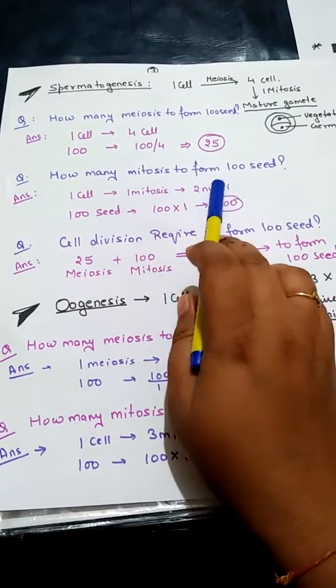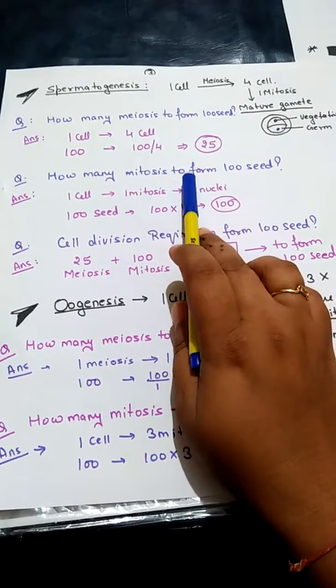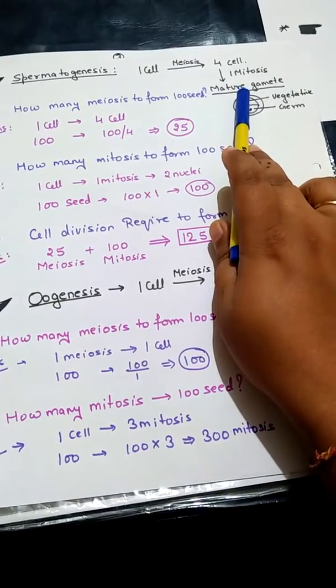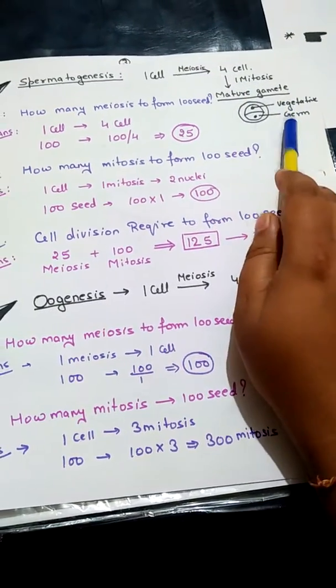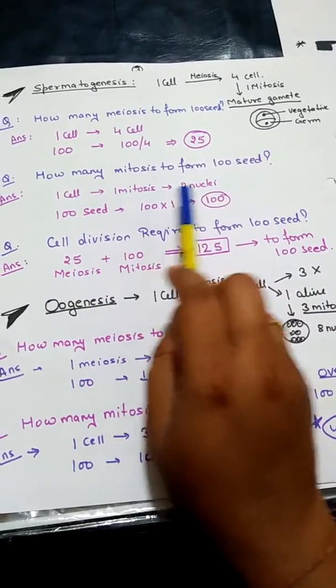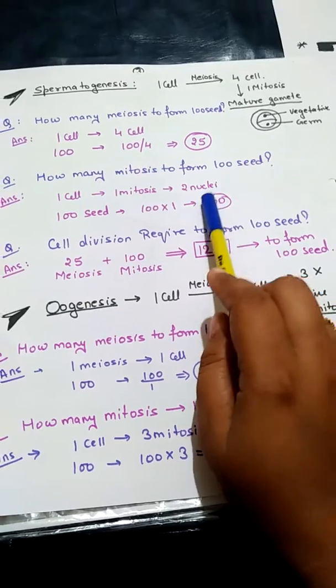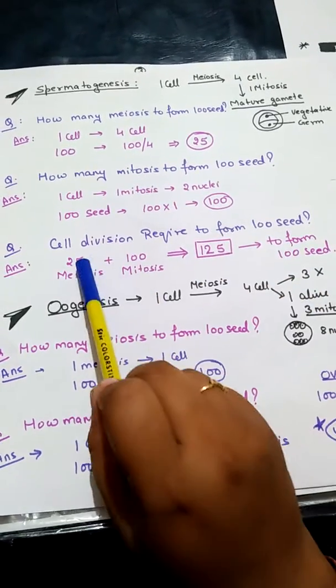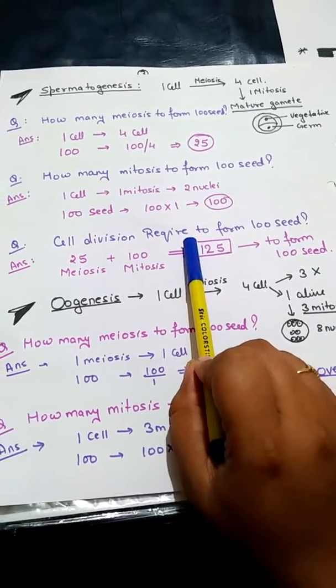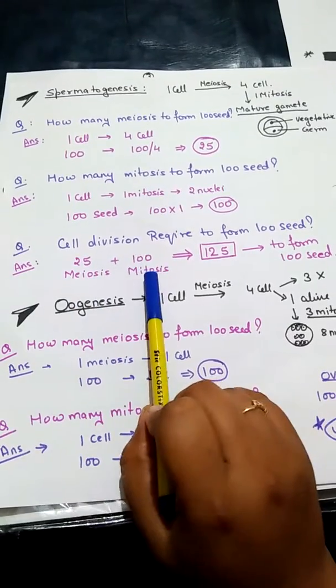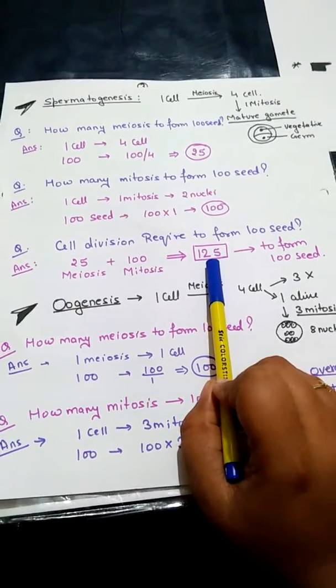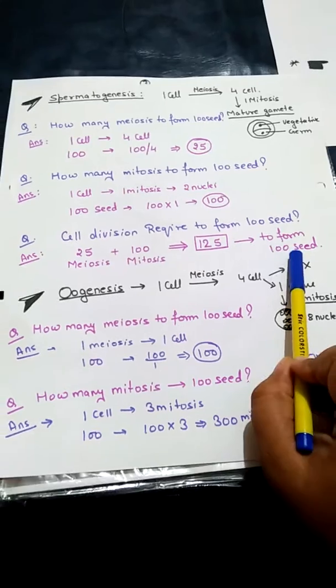How many mitoses to form 100 seeds? In 1 cell, 1 mitosis, 2 nuclei. So 1 cell, 1 mitosis, 2 nuclei, for 100 seeds that means 100 mitoses are required. If we talk about overall cell divisions required in a male, 25 meioses, 100 mitoses, overall 125 cell divisions are required to form 100 seeds.